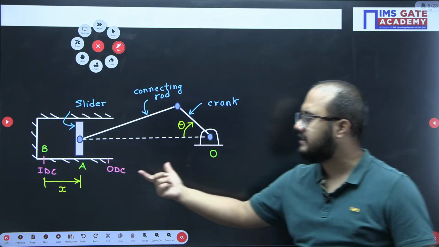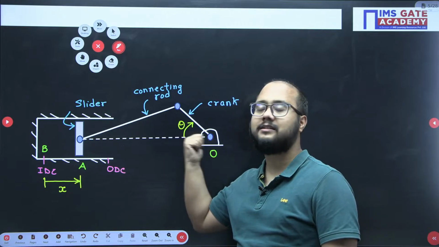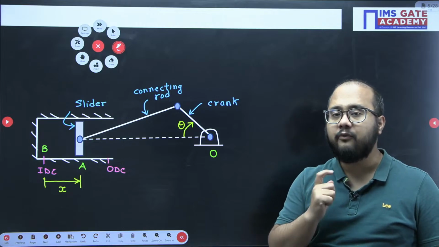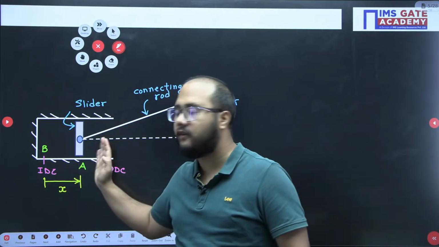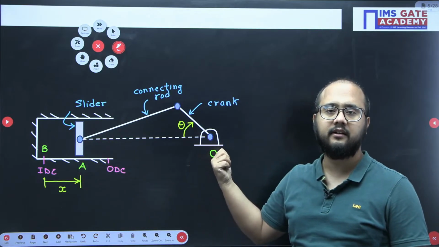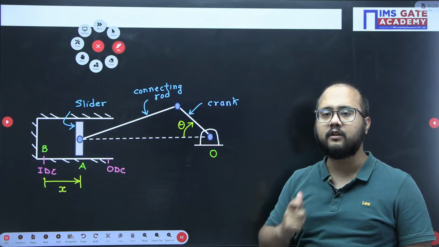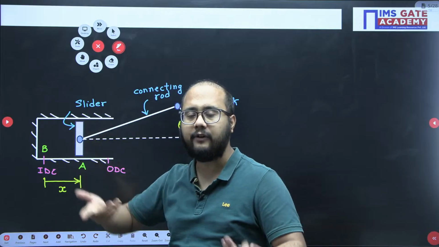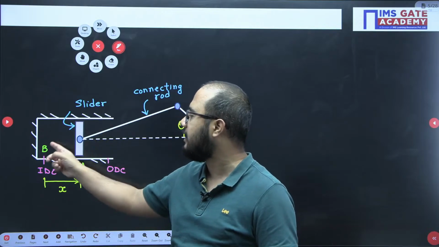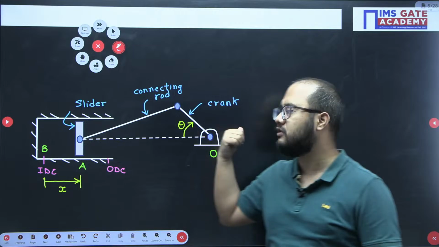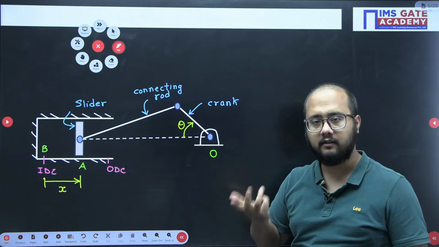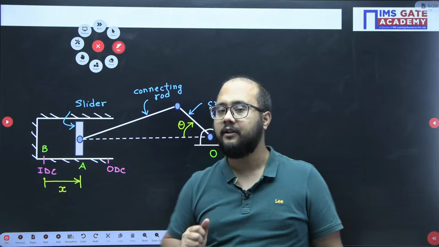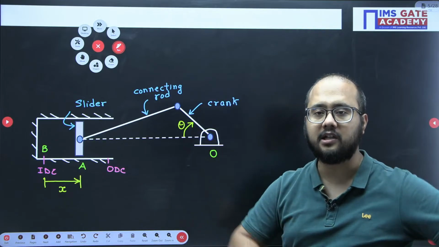Now, how can I write this X distance in terms of this theta? That is very important, because I want to relate the displacement of the slider with the rotation of the crank. Why is it important? Because if it is the case of an IC engine, I am providing input motion to the slider and I am getting output motion at the crank. So input and output motion should be connected, right? It should be related. For that we need a proper relation here.